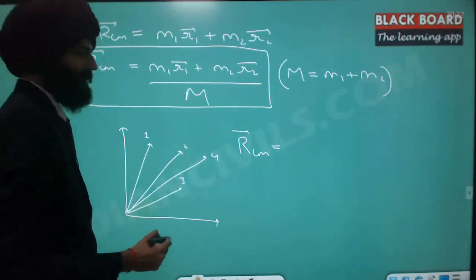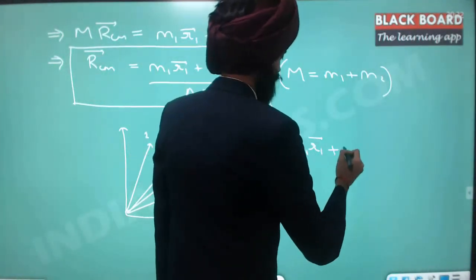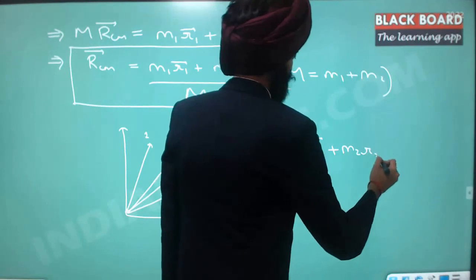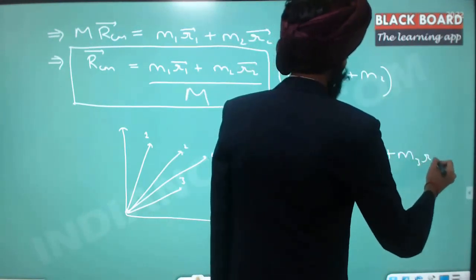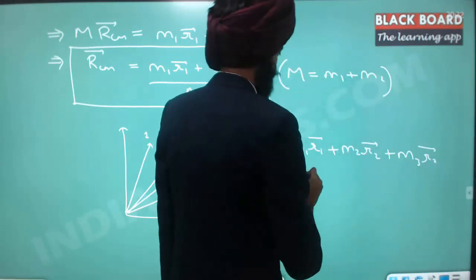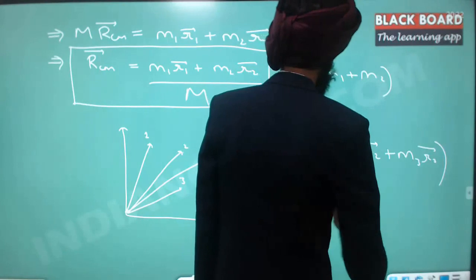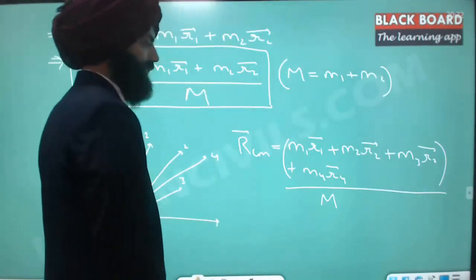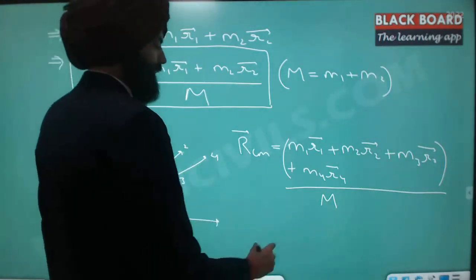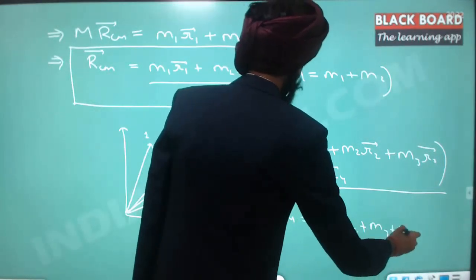So the formula of this will become now m1 r1 plus m2 r2 plus m3 r3 plus m4 r4, complete divided by capital M. Okay, and this capital M is nothing but m1 plus m2 plus m3 plus m4.